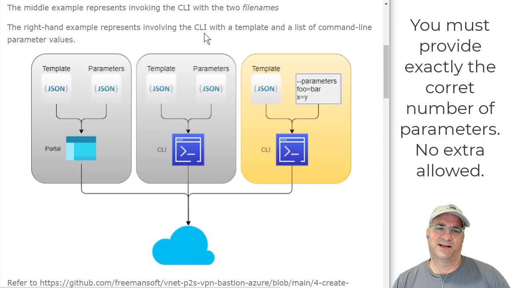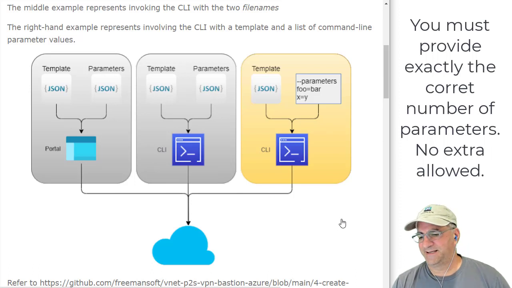The other way I've usually seen examples is a CLI example with two JSON files. So there'll be two command line options. This works in PowerShell and in the Linux command line CLI. You basically pass it a template option and a parameters option, and those are JSON files.